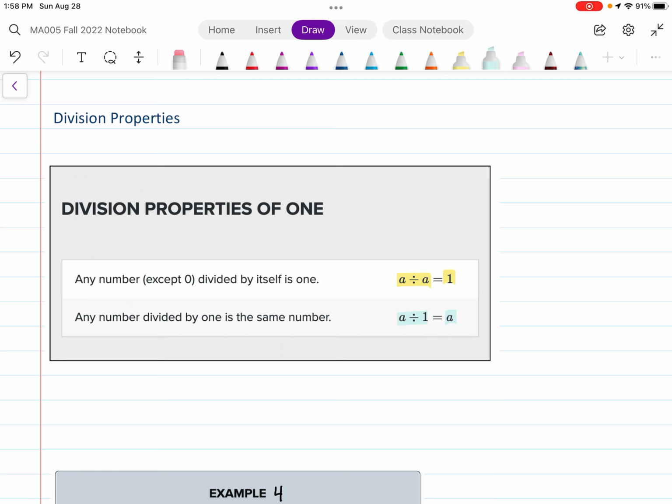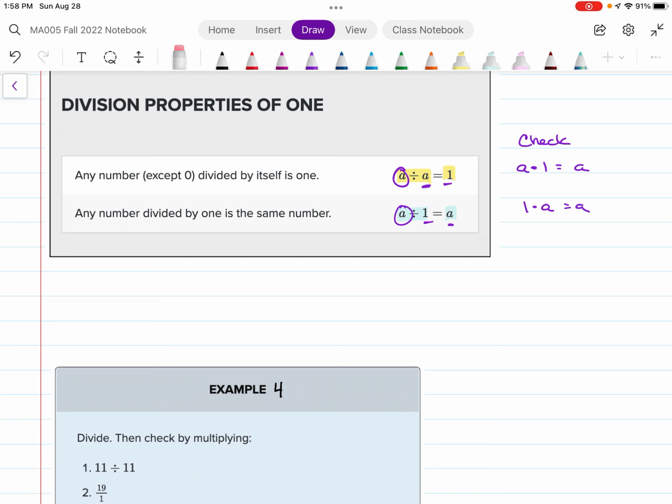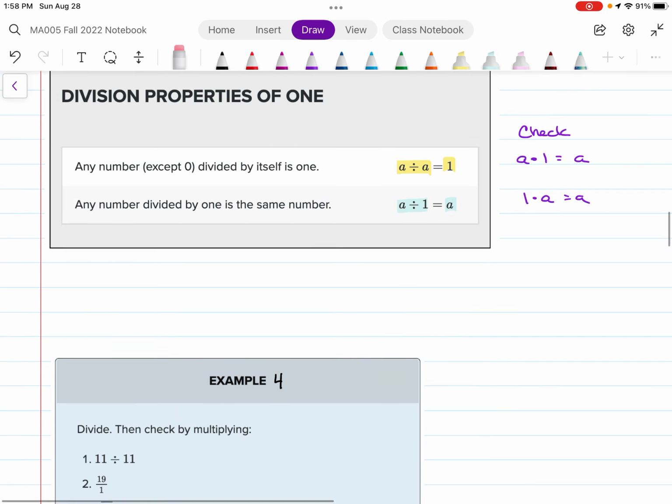All right, so let's check those. This would be our check over here, right? So we're going to take this one times this one. A times 1 equals A. Well, yep, sure enough. We're trying to get this original number right here. And then 1 times A. 1 times A equals A. Again, trying to get the original number. They both check. Okay? So if it helps it to make sense by thinking about it as multiplication, that's my goal here, is to help things make sense to you.